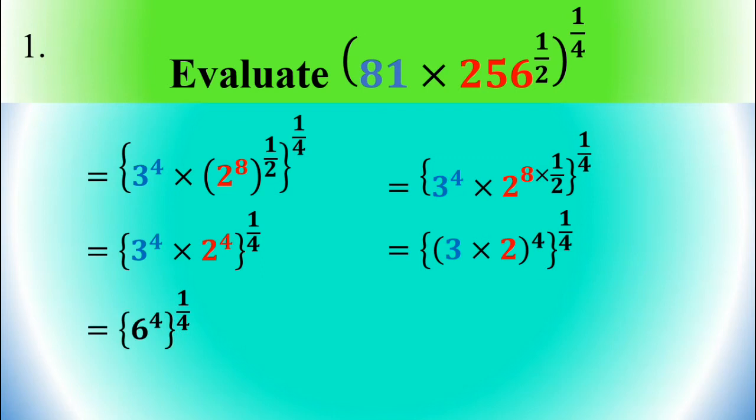Then again we will get the power of a power. That is 6 to the power 4 into 1 upon 4. Finally, you will get the answer as 6. 4 into 1 upon 4 is 1. Then the answer is 6.